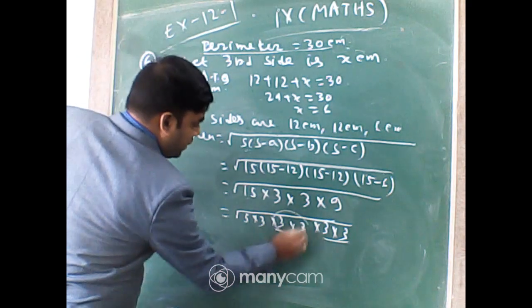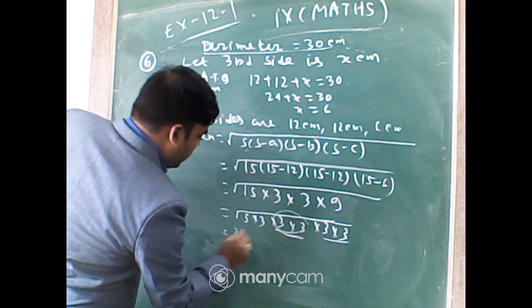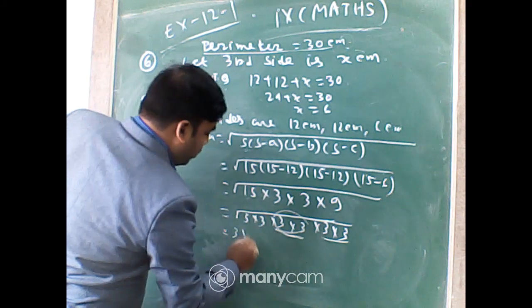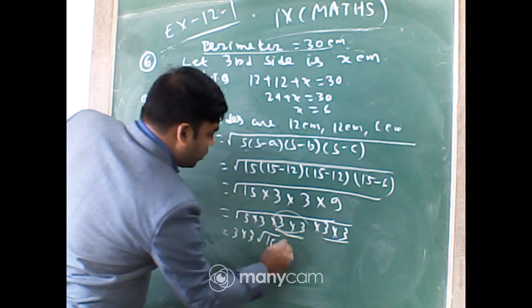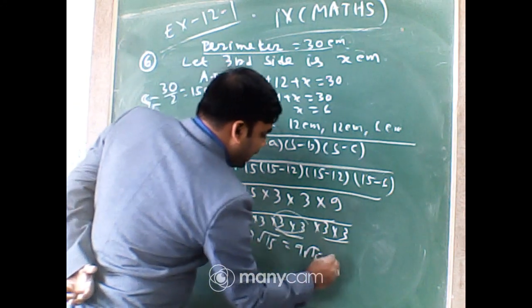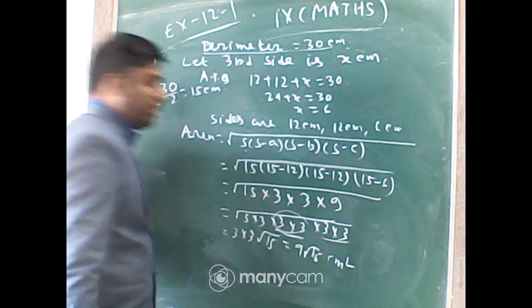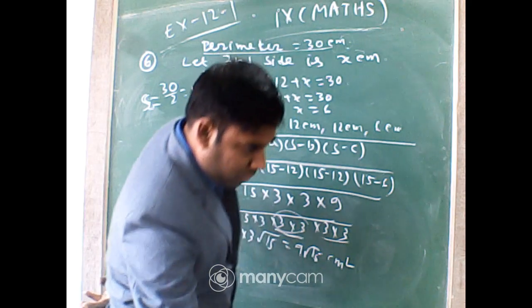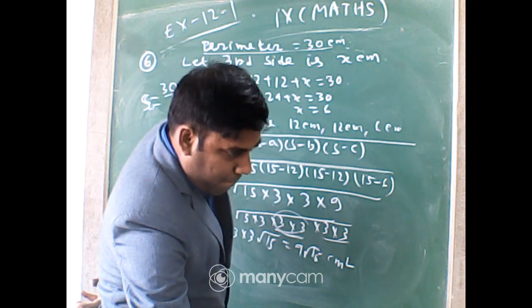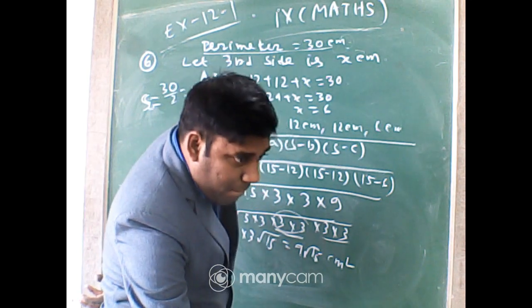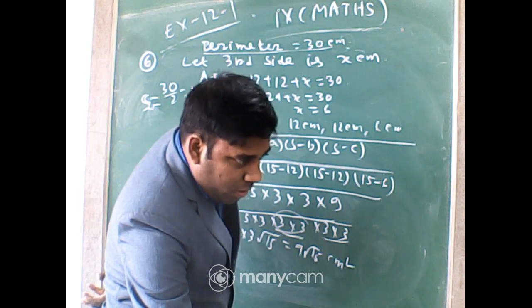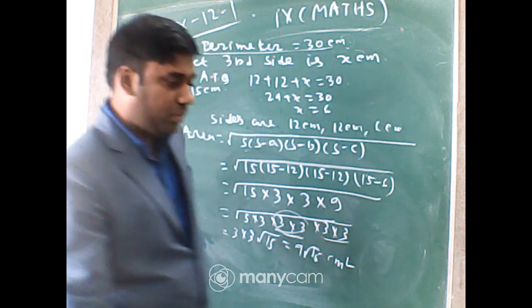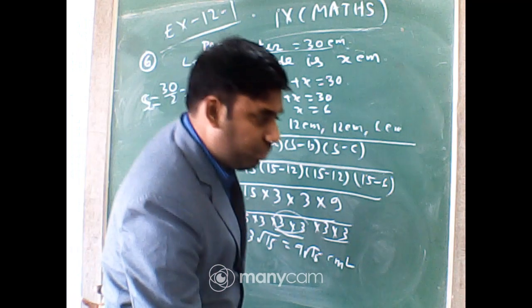These two 3's come out of the root, and root 15 remains. So 9 root 15 centimeter square is the answer. It is clear? Okay.